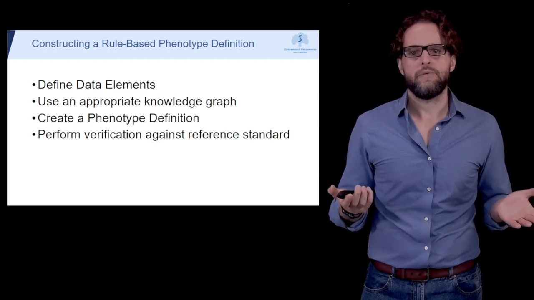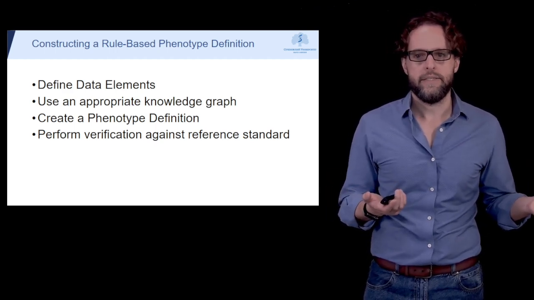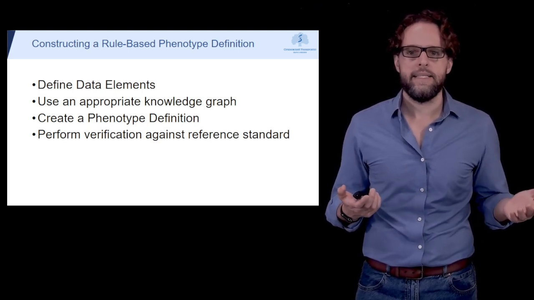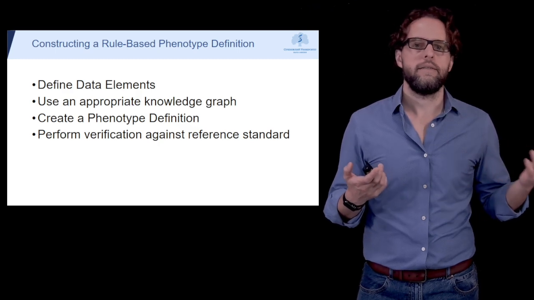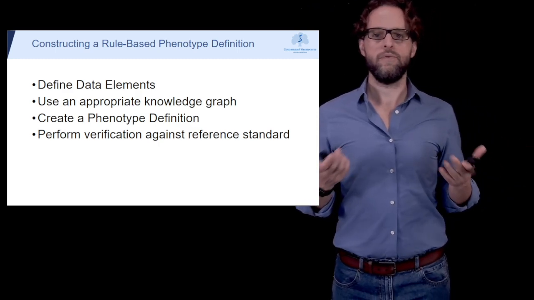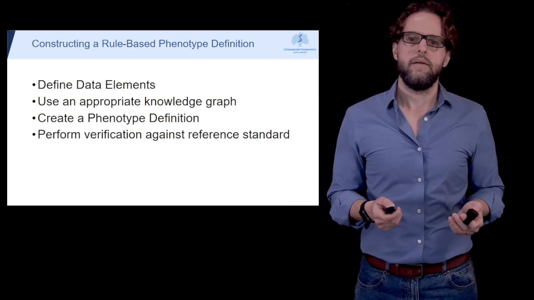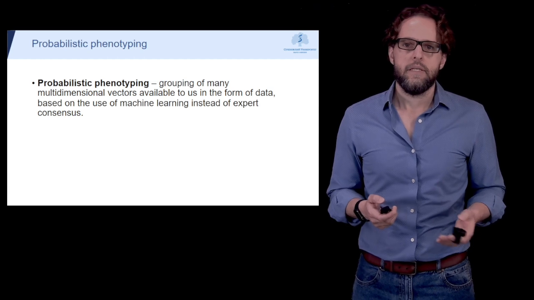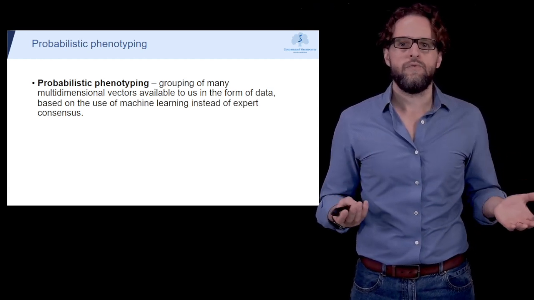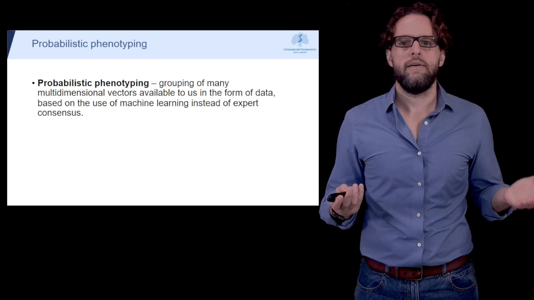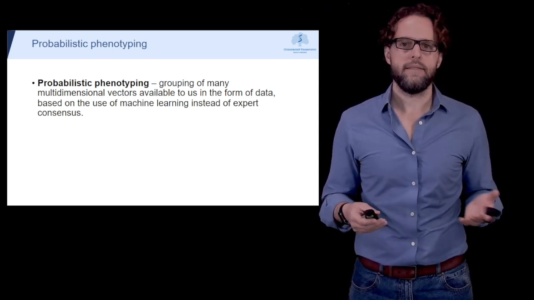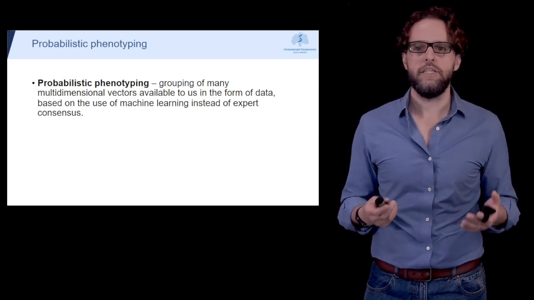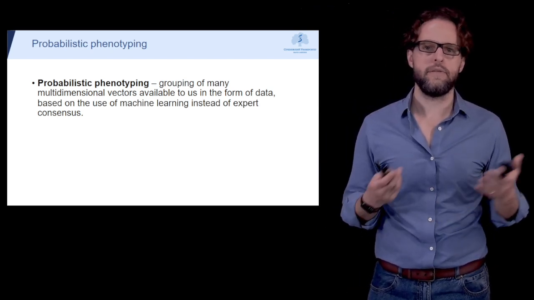After that, we're able to create a definition by specific criteria. Iterate against some reference standards, usually a clinical review of the full table. Let's discuss probabilistic phenotyping. It's a grouping of many multidimensional vectors available to us in the form of data, based on the use of machine learning instead of expert consensus.